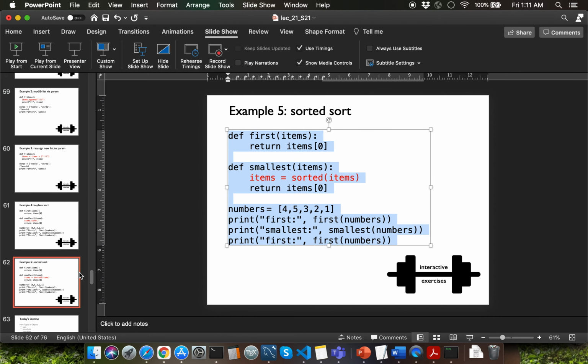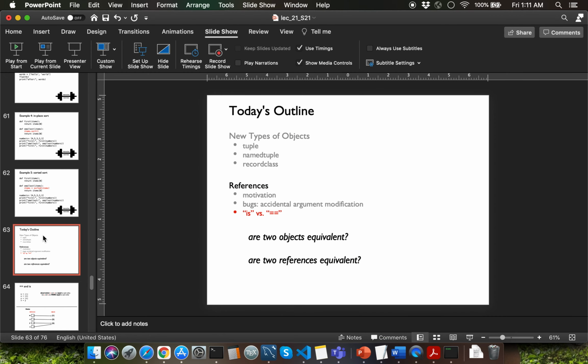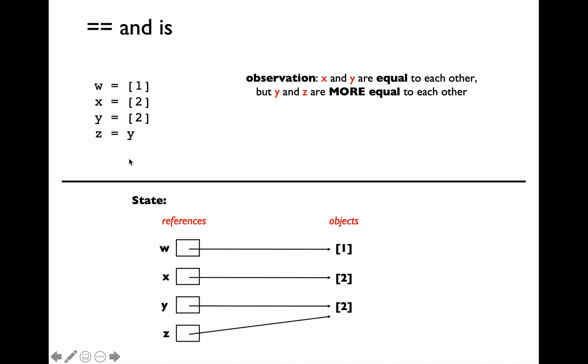Let me switch over to the slide deck, and we are going to learn about the double equal to operator versus the is operator. The is operator enables you to compare whether two object instances are exactly the same, which are being referenced by two different variables. Let's go through a simple example for that.